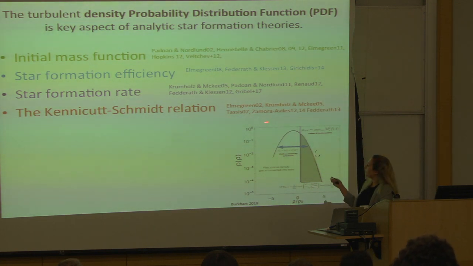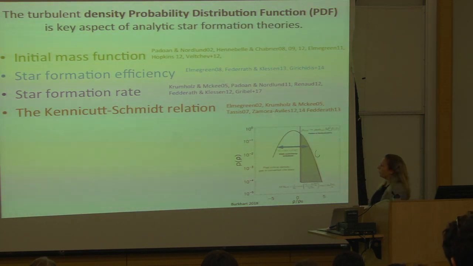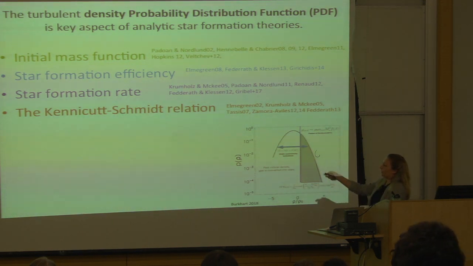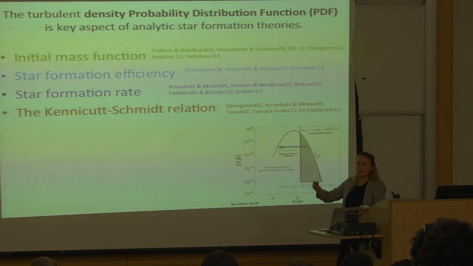Okay, so I've listed a few references here if you're interested, and this particular aspect of turbulent regulated star formation actually has been used not only to describe the inefficiency of star formation, but also other aspects of star formation, like the distribution of masses that are formed, which is called the initial mass function, the star formation rate, and the plot I showed you at the start, which is essentially called the Kennicutt-Schmidt relation.